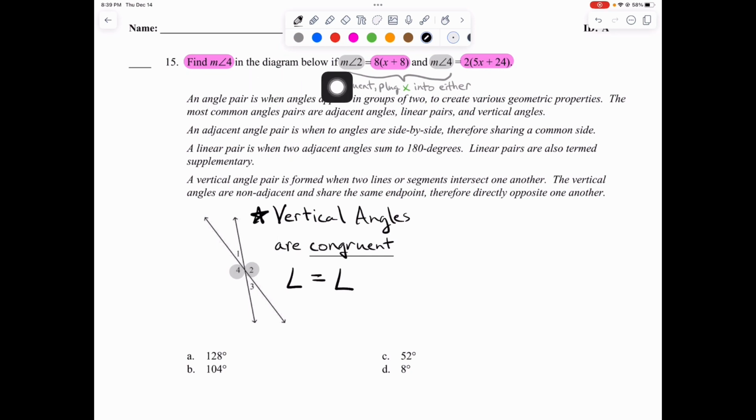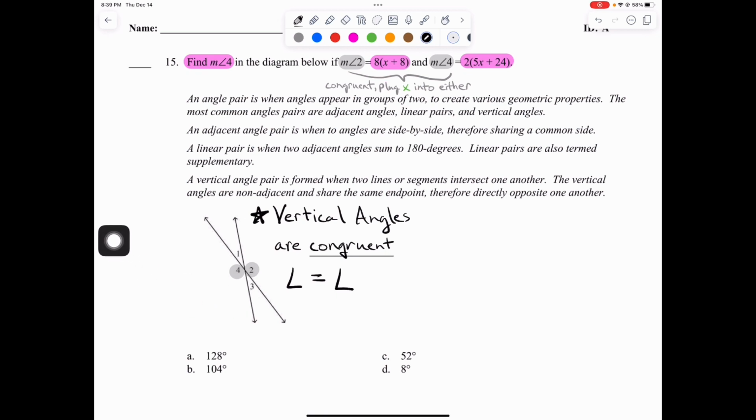In the diagram below, the measurement of angle 2 equals 8 times the quantity x plus 8, and the measurement of angle 4 equals 2 times the quantity 5x plus 24. A little bit of distributing going on there, but as we can clearly tell, 4 is a large obtuse angle, and 2 is a large obtuse angle. And 1 and 3 are the smaller ones, so 2 and 4 are vertical angles. That means we will set angle equals angle. 1 and 3 are also vertical angles.